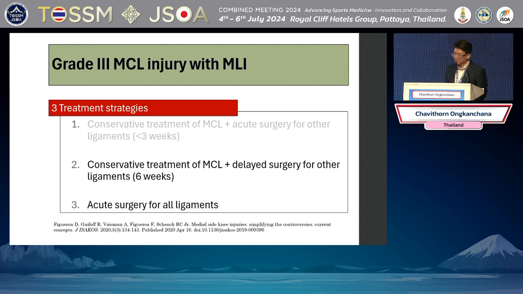The second one is to treat the MCL conservatively while performing delayed surgery for all other ligaments. By giving the MCL time to heal before doing the reconstruction, this strategy seems to help reduce arthrofibrosis postoperatively. And the last one is to treat all ligaments with surgery in an acute setting. This strategy is becoming more popular, and some recent systematic reviews show an improvement of functional knee score compared to the delayed surgery, but only a few.